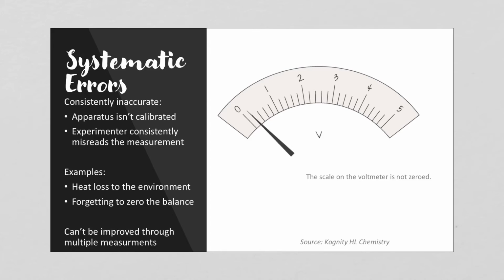So in this example here, we have a voltmeter that when it's zeroed out, it's always one notch above zero. So the scale is not zeroed, and that is causing some systematic error.